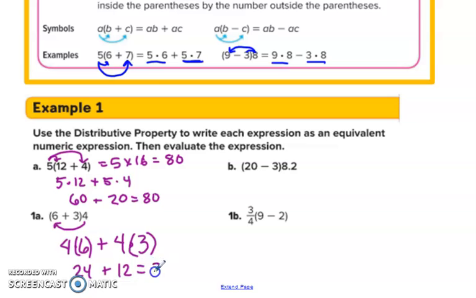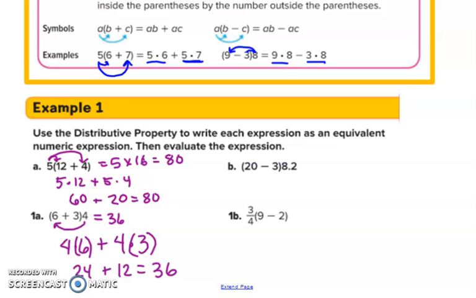So you get 36. When I look at this one initially, I think, well, gee, 6 plus 3 is 9, 9 times 4, that's going to be 36. So yeah, it looks like the distributive property makes it more work for this one. But again, like I said before, we're going to use the nice numbers that we can do in our head, and that will make it clear that we're doing it right.